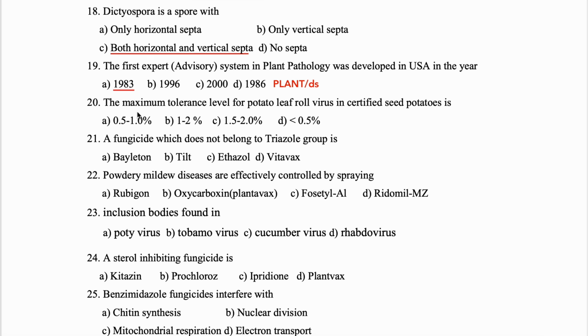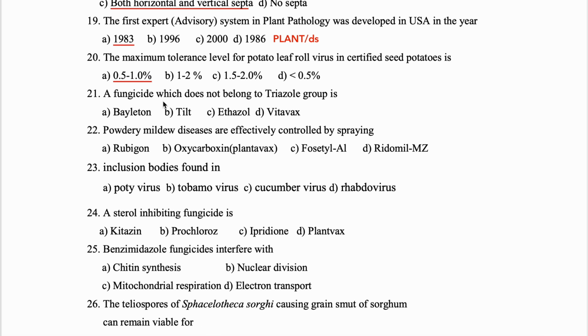Question 20. The maximum tolerance level for potato leaf roll virus in certified seed potatoes is 0.5 to 1%. Question 21. A fungicide which does not belong to triazole group.